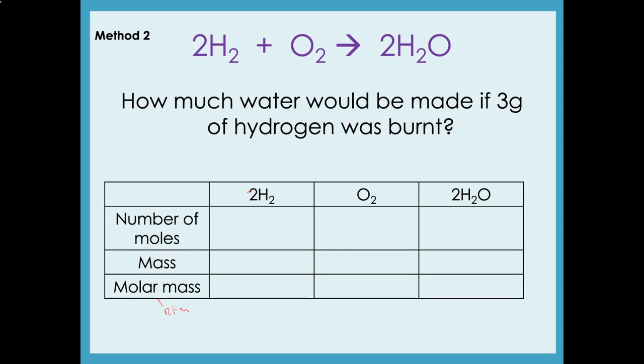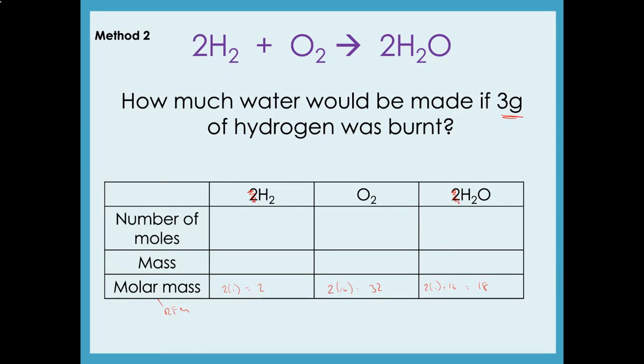So when we're doing this, we're going to ignore any number in front of it in the equation. So the molar mass of hydrogen is 2 times 1, which is 2. The molar mass of oxygen is 2 times 16, which is 32. And the molar mass of water is 2 times 1 plus 16, which is 18.